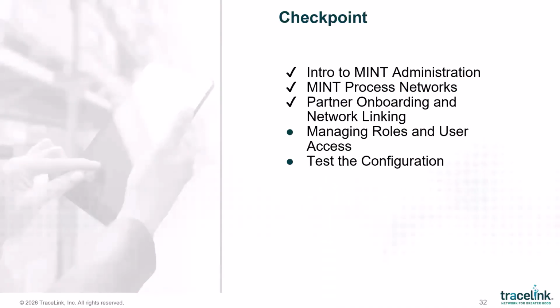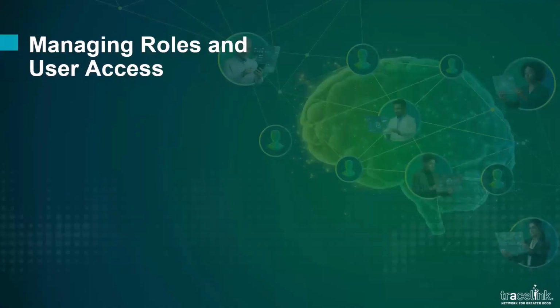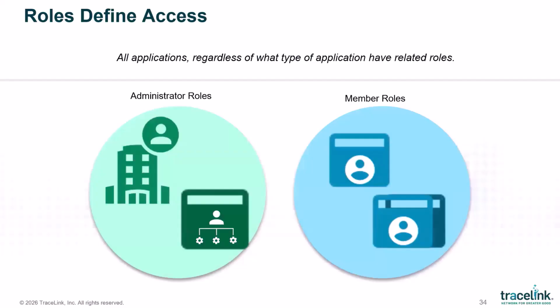We're now going to take a look at managing roles and user access. To populate your shared workspace at TLU owner, you add users to tracing and to your process network. In this case, it's your TLU owner and TLU partner process network. Once users are added, access is controlled through roles. Each tracing application, whether enterprise or multi-enterprise, has its own defined roles. Regardless of the application, there are 2 main types of roles: administrator roles and member roles. In order to access an application within your process network, a user must have a member role assigned.